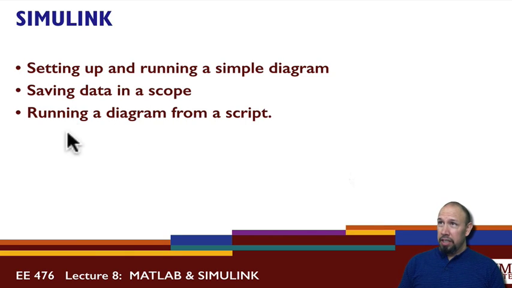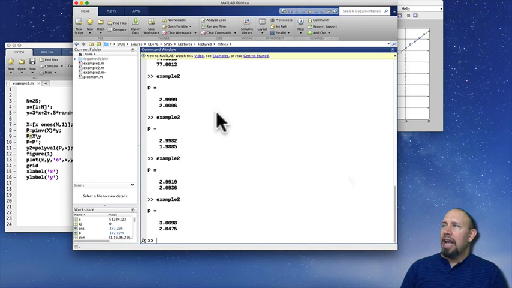Next, we have SIMULINK. We want to talk about setting up and running a simple diagram, saving data in a scope, and running a diagram from a script. So these are the basic SIMULINK commands we're going to talk about. SIMULINK is an add-on to MATLAB that is used for simulating systems. It's very helpful in terms of being able to design a controller for a system and see what the response of that controller is when you apply it to the system.